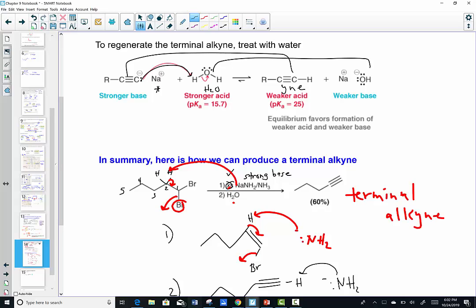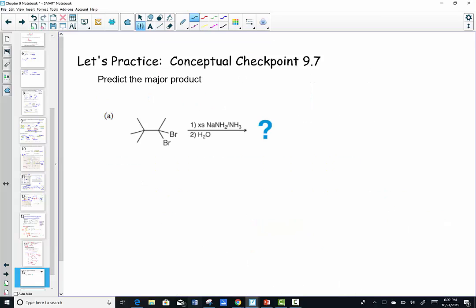Remember the title of this section? How do we make an alkyne? Well, we use a strong base. Let's practice one. Conceptual checkpoint 9.7. Predict the major product. I have excess amounts of base, and I end up with some water to make sure I reprotonate.